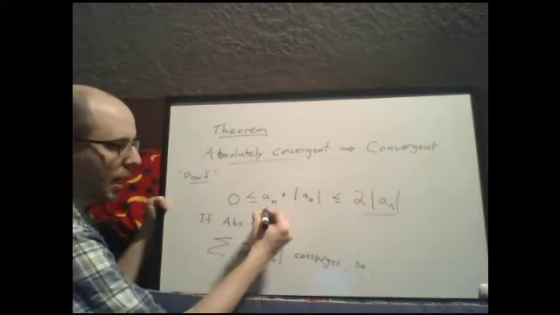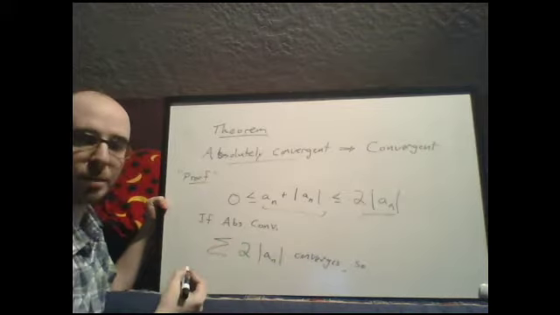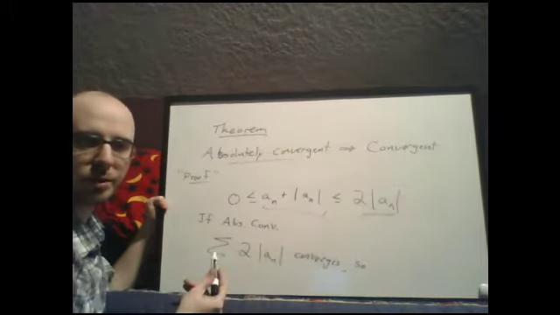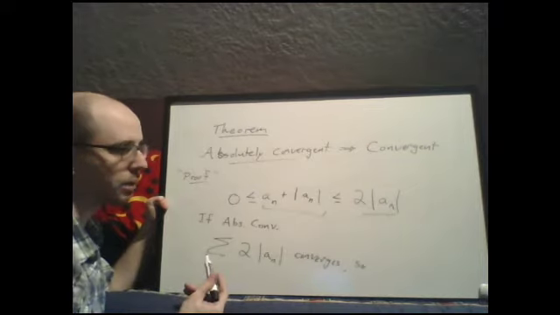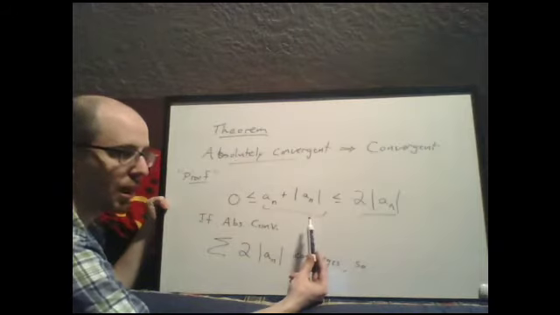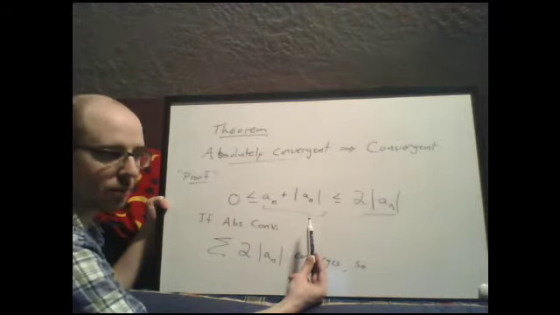So that tells us that the middle part is convergent. If I add up the middle sequence, that's a convergent series. Well, then I can subtract the absolute value of an, that series.